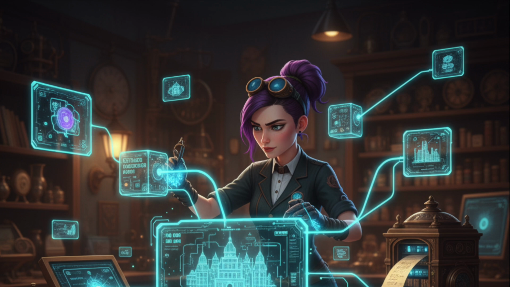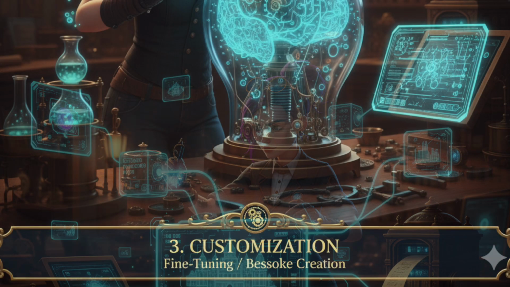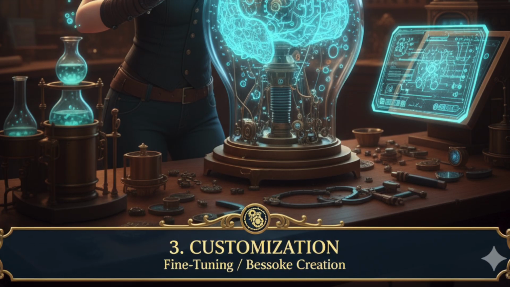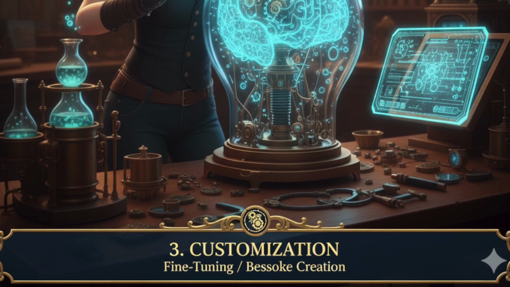And when do you move on from this builder stage? You only level up when RAG just isn't enough to handle some really niche reasoning, or when compliance requires a totally air-gapped system. Which brings us to our final stage, level 3, advanced customization, the architect.